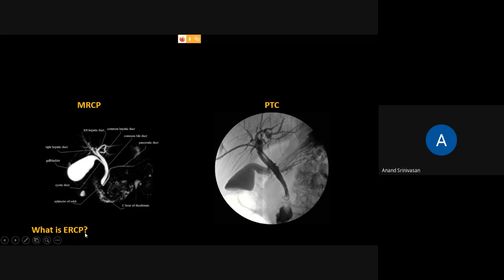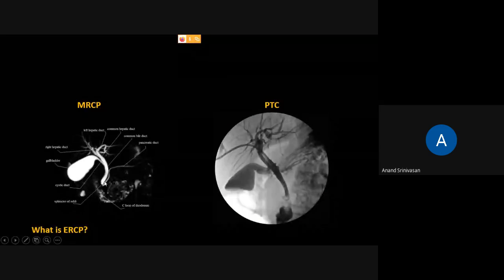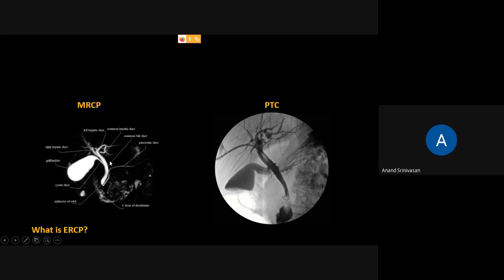ERCP. What is ERCP? This is the same, but it is done with a CT scan. Endoscopic retrograde cholangiopancreatography. Endoscopic, because they pass the endoscope. Retrograde, why is it called retrograde? Because you are injecting the dye in the opposite direction of the bile flow. So that's why it's called retrograde.